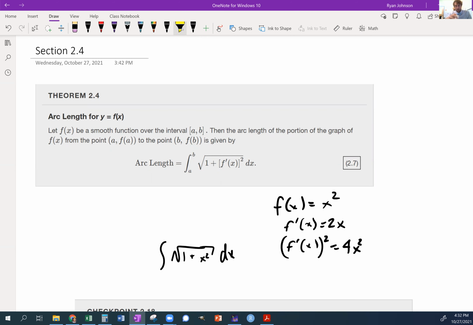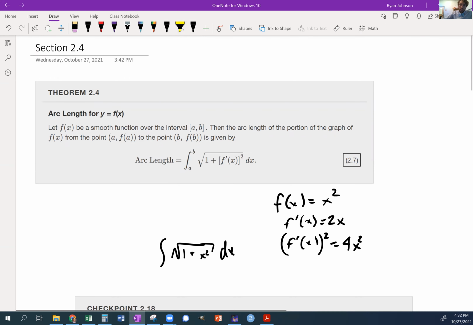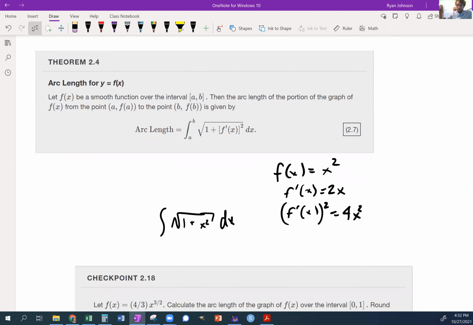The reason for that 1 plus f prime squared came from the Pythagorean theorem, and then adding up a bunch of little diagonal lines. So the way we put this into practice is that, say, if f of x is x squared, f prime of x is 2x, f prime of x squared is 4x squared.